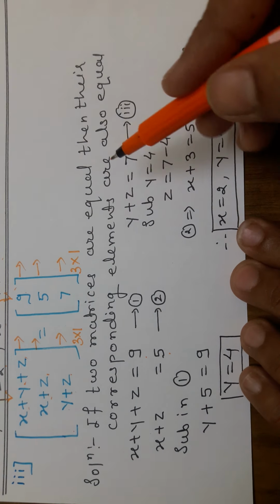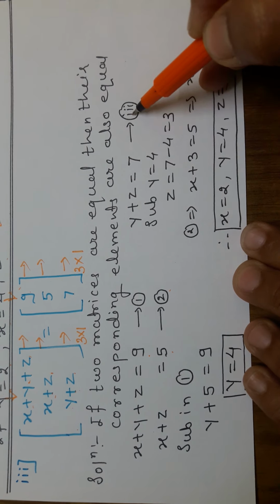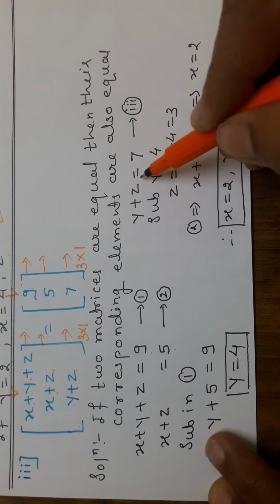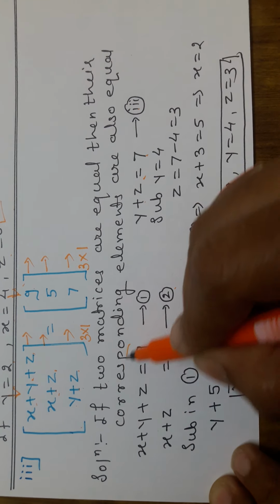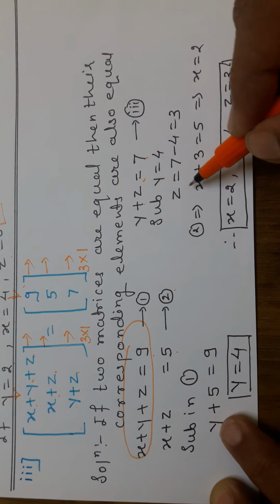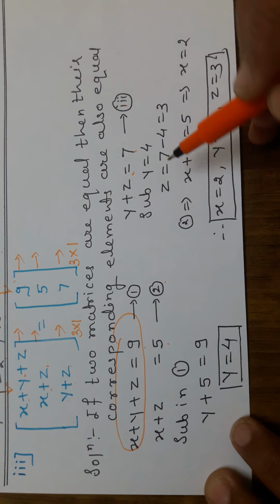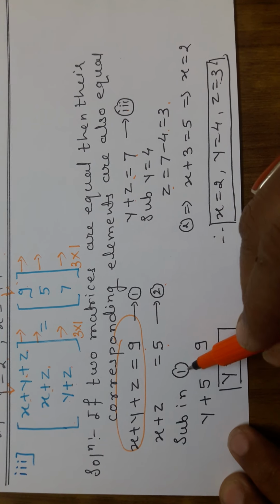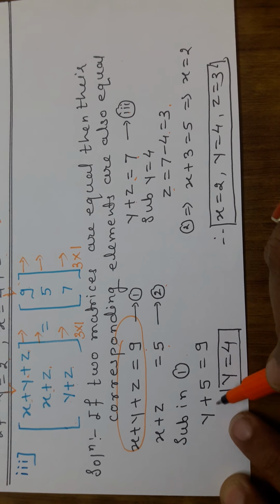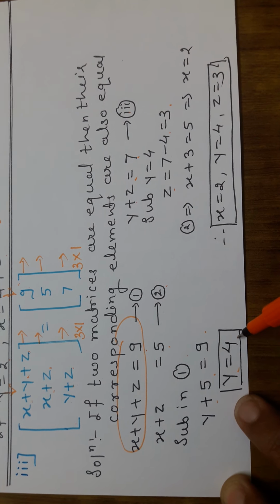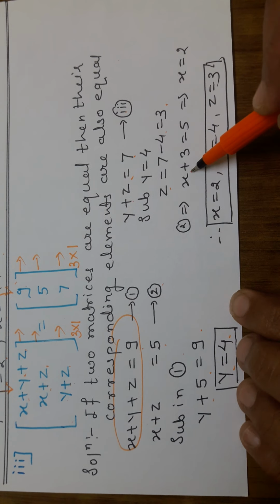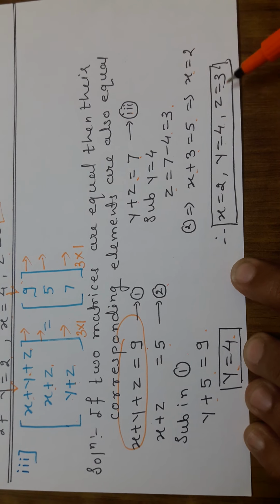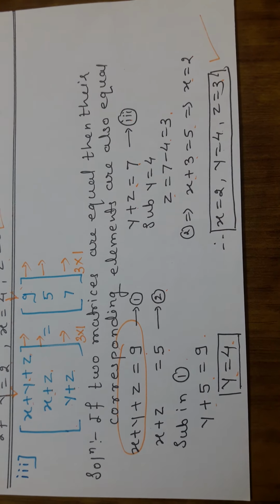Then what will we do here? Now we have the first, second and third equations. Substitute the value of y plus z, which is equal to 7, in the first equation. So we get the value of x from this equation: x is equal to 9 minus 7, which is 2. Then z is equal to 7 minus 4, which is equal to 3. Substituting in the first equation, y plus 5 is equal to 9, so y is equal to 4. And third is x plus 3 is equal to 5, that's why x is equal to 2. Therefore x is equal to 2, y is equal to 4, z is equal to 3 are the required values of this equation.